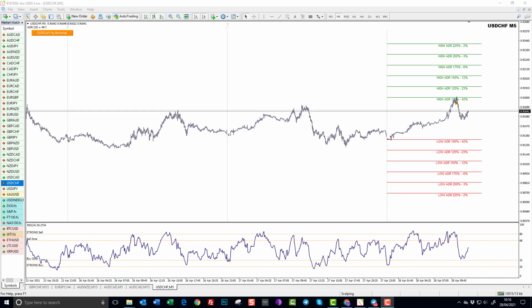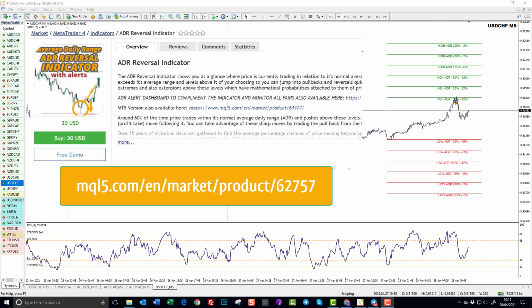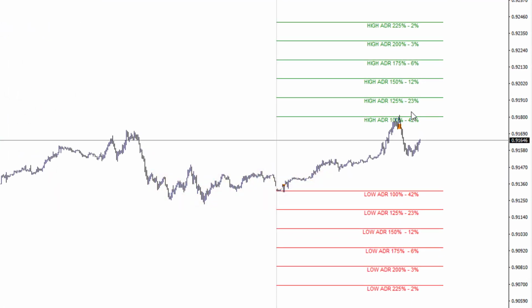And what we can extrapolate from that information is a percentage of the number of times where price has extended beyond those levels. So this, as you can see on the screen here, is the ADR reversal indicator. And what it shows you is the average daily range of any particular instrument that you loaded onto at 100%, and then extensions above those levels up to 225%. And it also shows you the percentage chance of price extending beyond those levels when it gets to them.